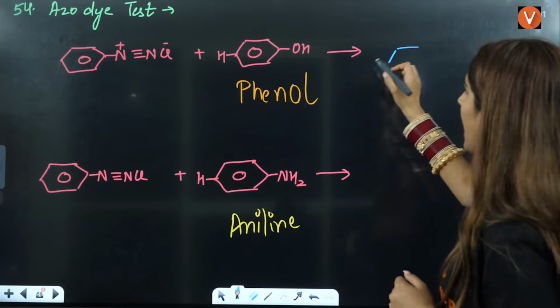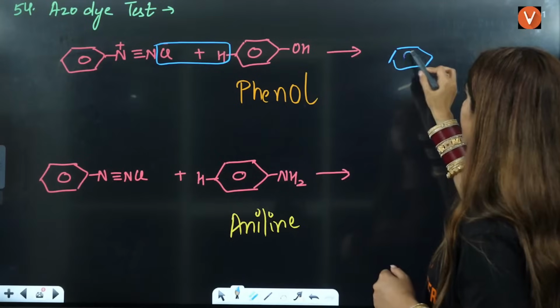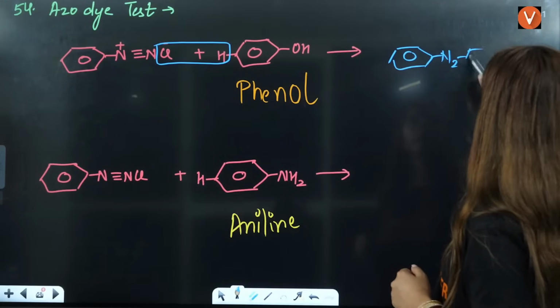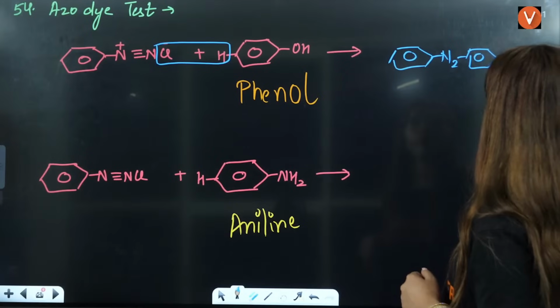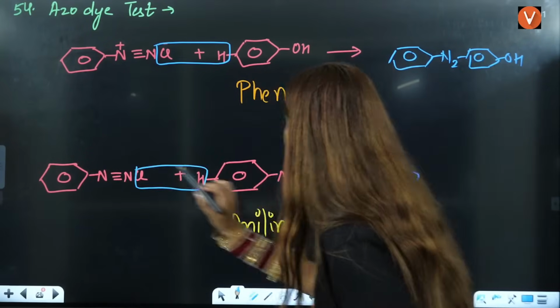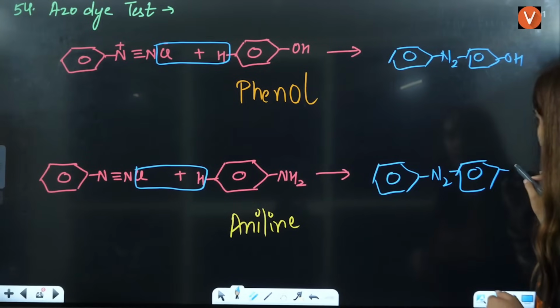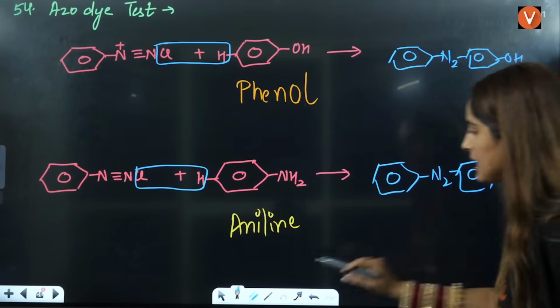Right here, what will happen? This HCl will be eliminated. You will have the formation of this benzene, N2, again benzene, OH, again benzene. Again, this HCl is eliminated. You will have N2, again benzene, NH2. Right? Let us see.